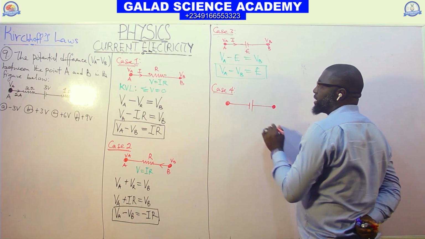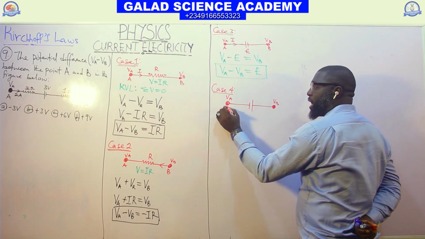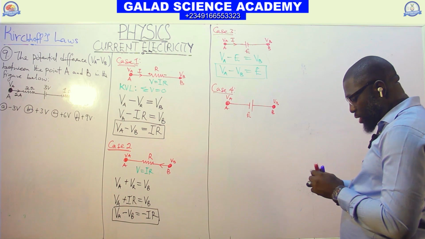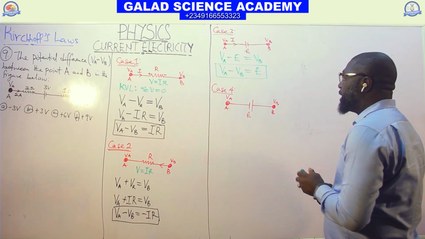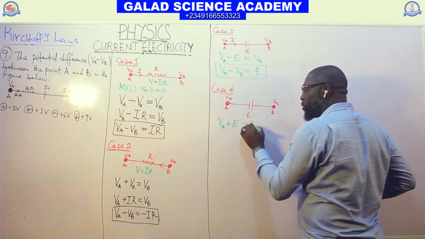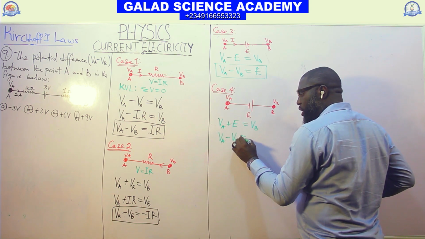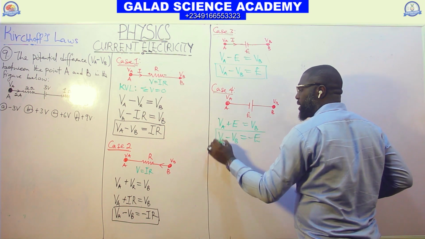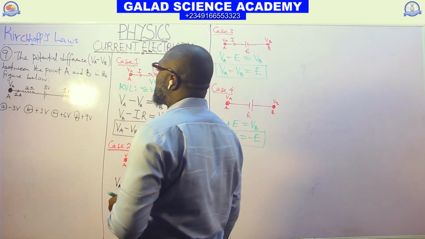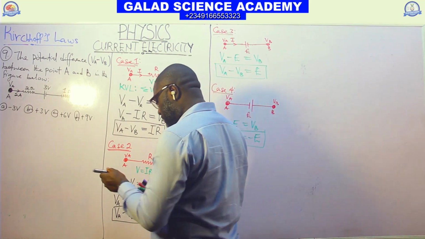If the battery is on this side, we have VA and we have VB. We now have A here, B here, and this is E. We are asked to find the potential difference of A and B. VA plus E equals VB, so the potential difference of A and B will be minus E. For any kind of question like this, we will apply this to solve it. Let me apply it here and solve this question.